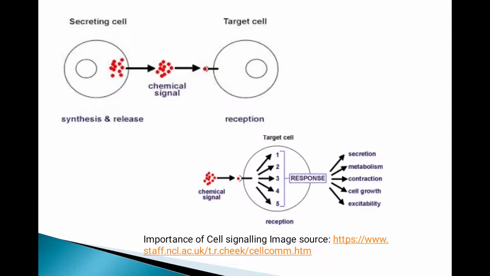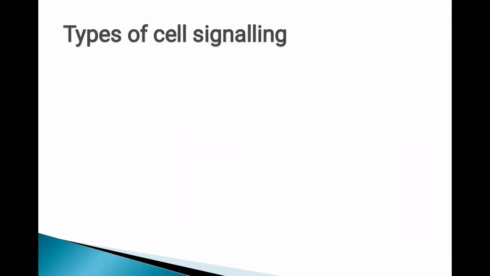The importance of chemical signaling is that it stimulates the release of certain kinds of hormones, that is called secretion. It also is involved in eliciting metabolism. It also is involved in contraction of certain kinds of muscles or tissues. Chemical signaling is involved in eliciting cell growth or cell division. It is also involved in excitability. So these are the importance of cell signaling.